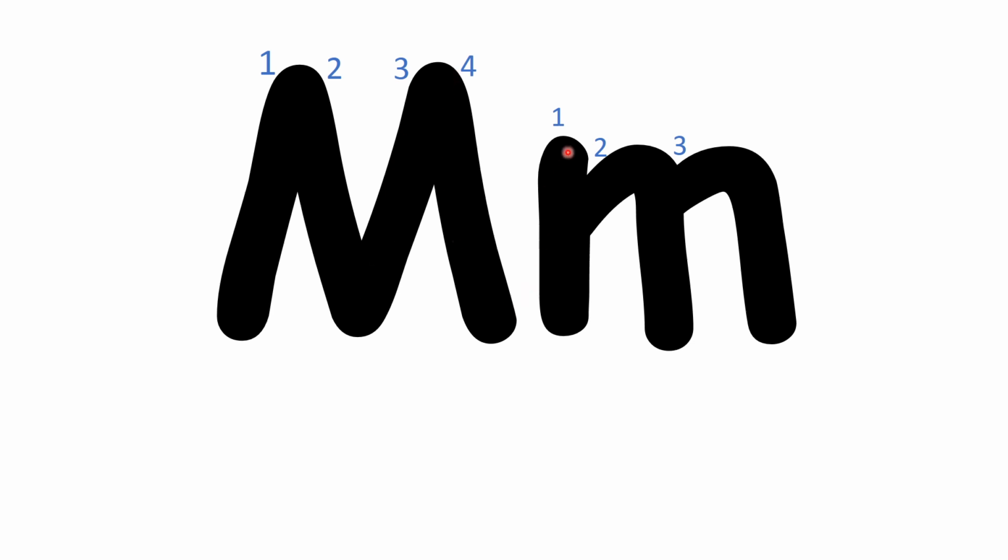Small letter M, start here, number 1, just follow the numbers. 1, and then 2, start here, 2, and then 3, start here. Again, 1, 2, 3. Very good, good job. You can practice writing letter M on your pad paper.